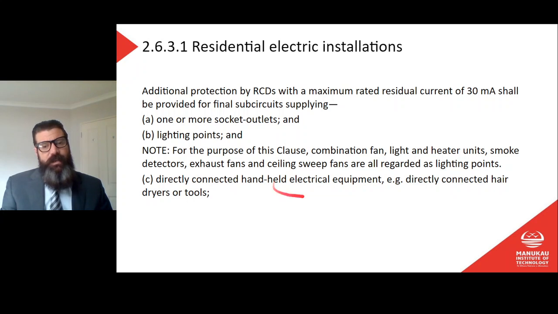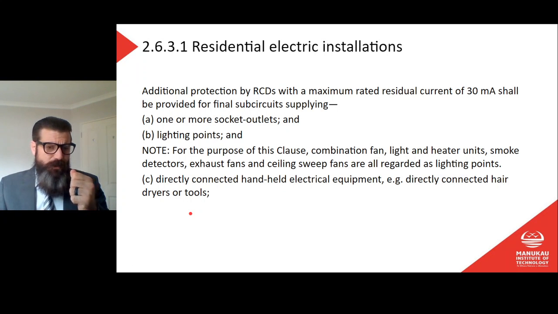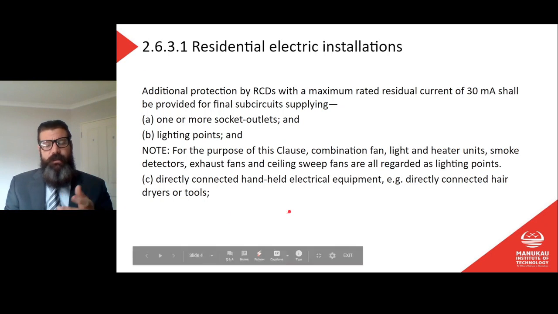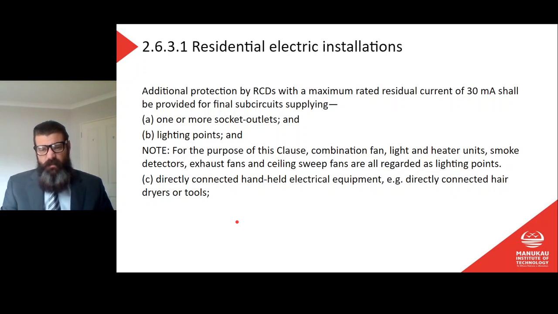Directly connected handheld equipment. So if you have a hairdryer or tools or anything like that that's directly connected, it's got to be handheld. It has to be connected directly to the supply via a PCU. I can't think of too many things off the top of my head that fall into that definition. Obviously a directly connected hairdryer or tool, but how many of us have those? I don't. I've never seen them. But if such a thing exists, if you have directly connected handheld electrical equipment, that must be protected by an RCD. So what doesn't need to be protected by an RCD?